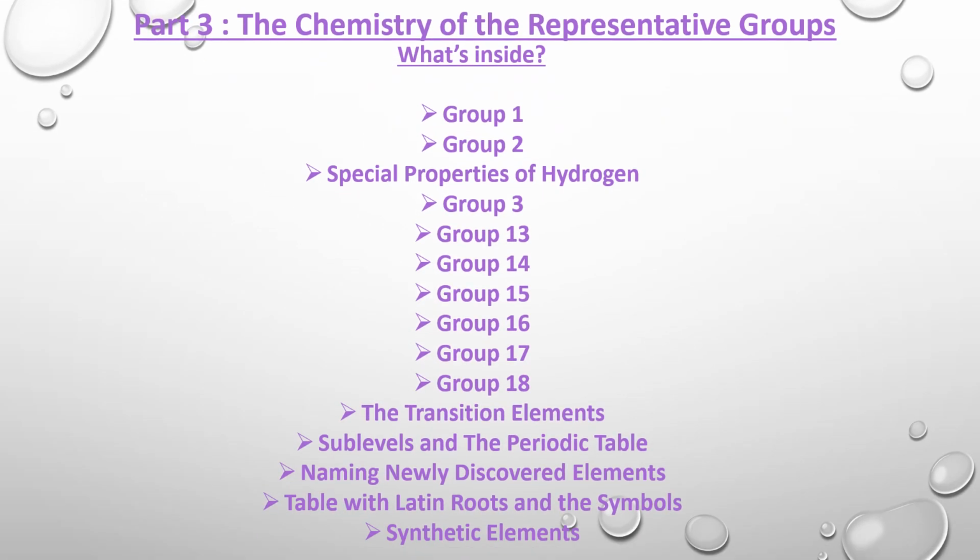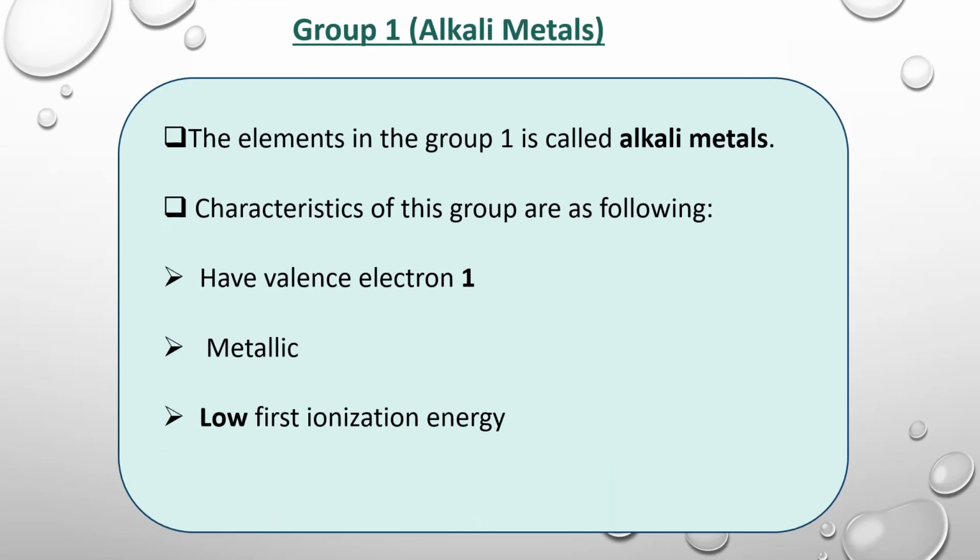In this video, we are going to learn about the chemistry of the representative groups. Group 1, Alkali Metals. The elements in group 1 are called Alkali Metals. Characteristics of this group are as follows. They have 1 valence electron, are metallic, and have low first ionization energy.